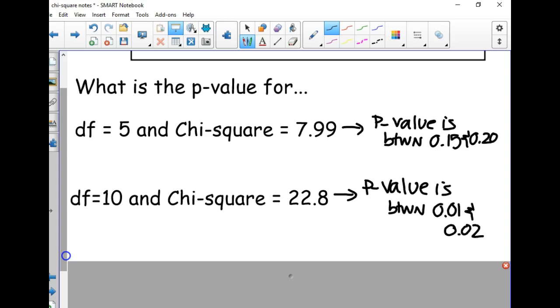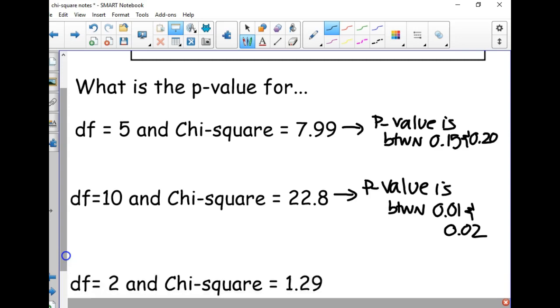Now this last one is a little tricky, okay? And that's why I wanted to do one more. Does anyone need me to do this one on the board? It's okay to say yes. Okay. This last one's a little tricky. Try this one. Degrees of freedom 2, chi-square 1.29.